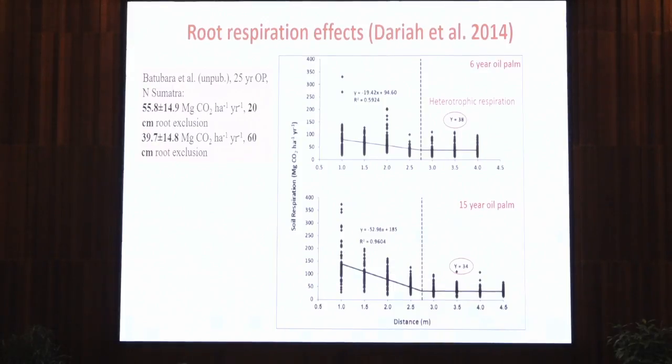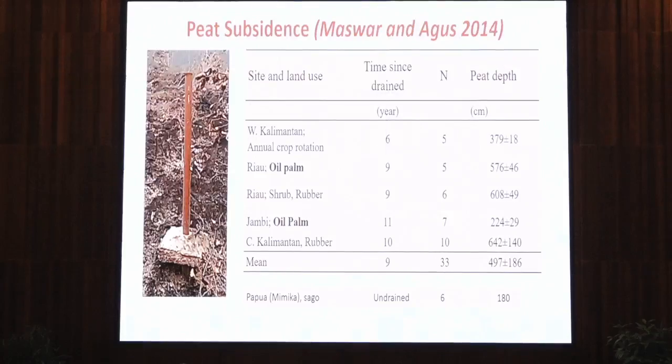So this means that the point of the measurement is at 4.5 meters. It means that for this oil palm plantation, the influence of the root is still significant up until the furthest point from the palm. So the root respiration is dependent on the plant age, the measurement position, and the measurement method, whether they have the deep cutting of the root or not.